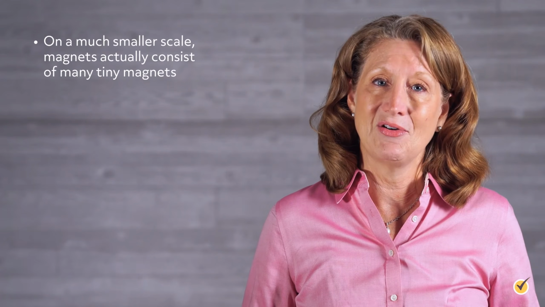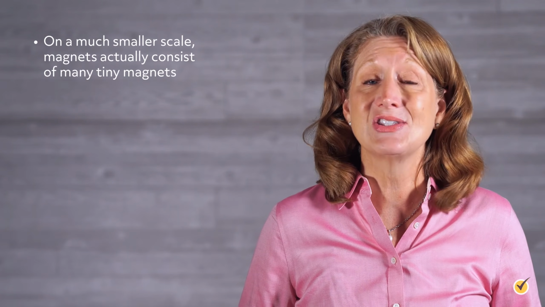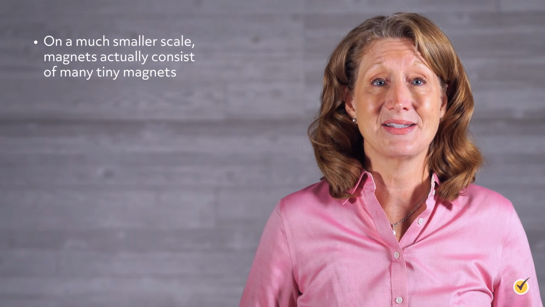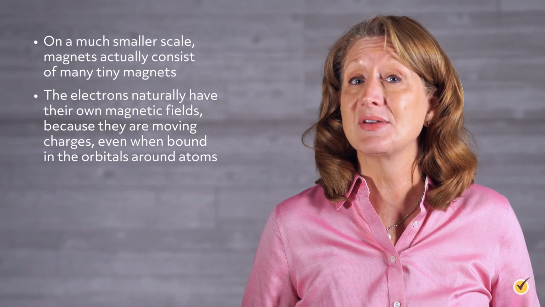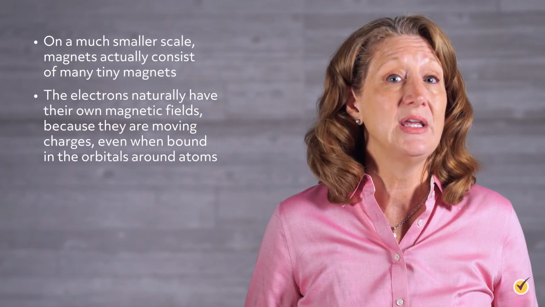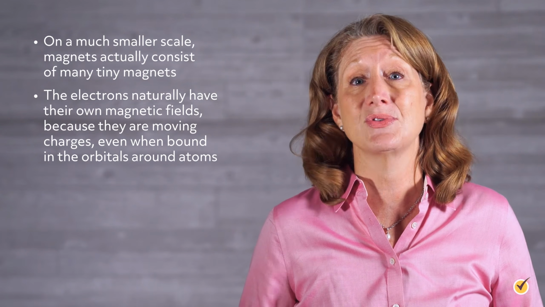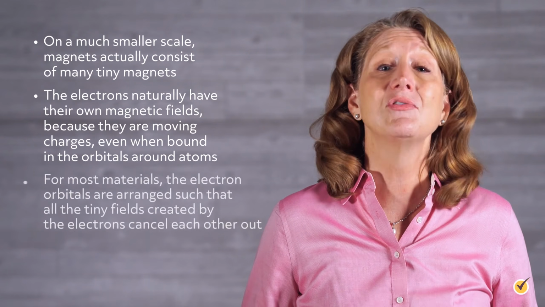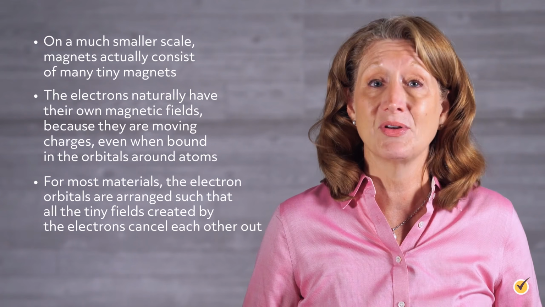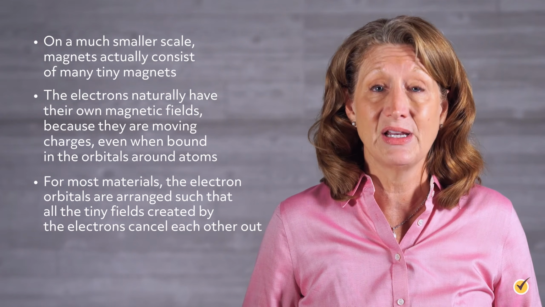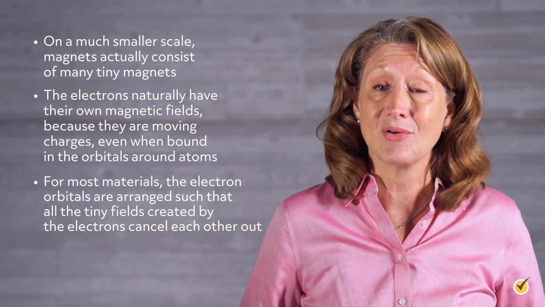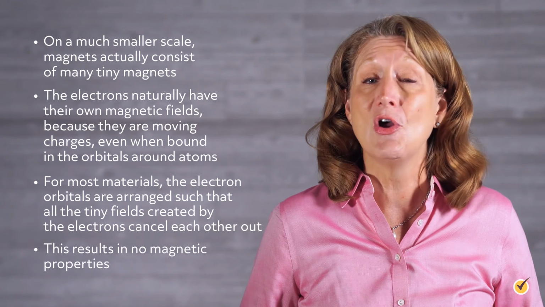On a much smaller scale, magnets actually consist of many tiny magnets. The electrons naturally have their own magnetic fields because they are moving charges, even when bound in the orbitals around the atoms. For most materials, the electron orbitals are arranged such that all the tiny fields created by the electrons cancel each other out. This results in no magnetic properties.